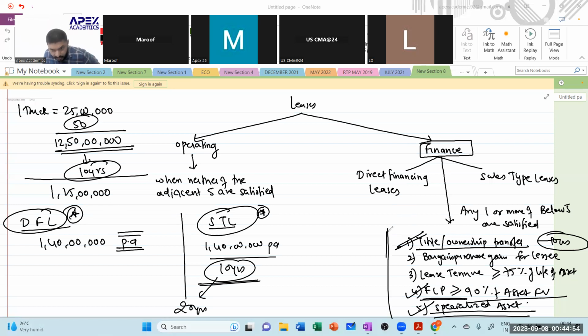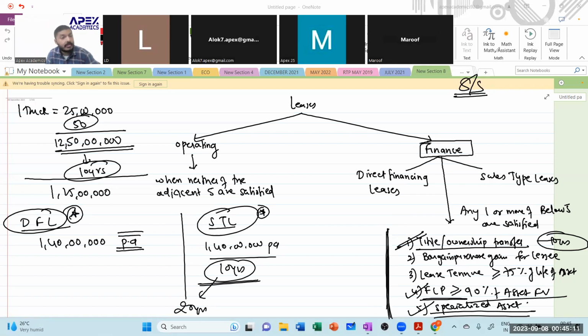What is most important on this slide? This is most important on this slide. Are we clear about this? Yes or no? Yes, sir. Screenshot. Done, sir. Sir, only this is the difference between direct finance lease and sale type lease. Yes, only this much. Nothing else.